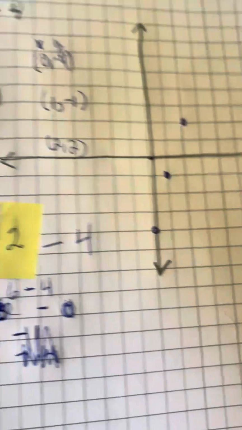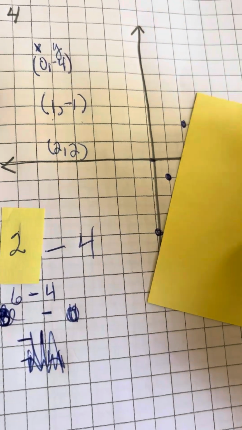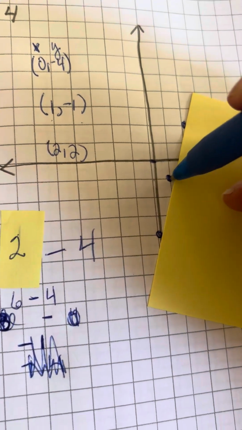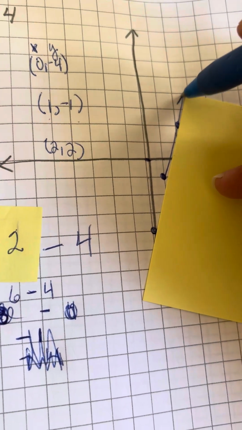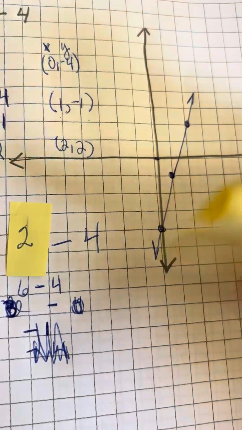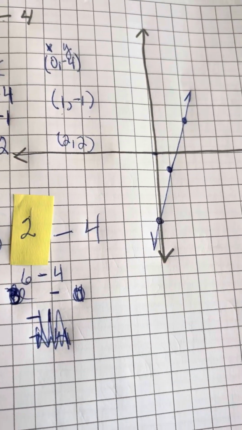Now, when I take a straight edge and connect these dots, you can see that they connect perfectly well. So I know I didn't make any mistakes. So that is how you plot a line.